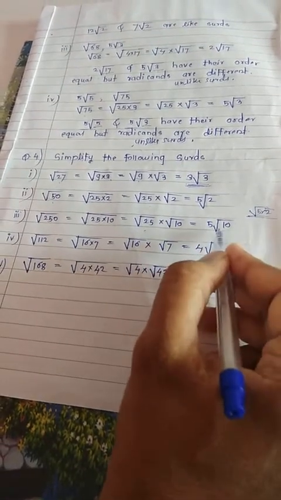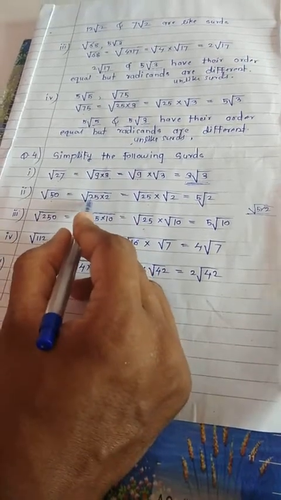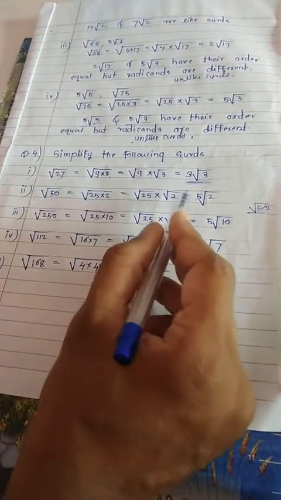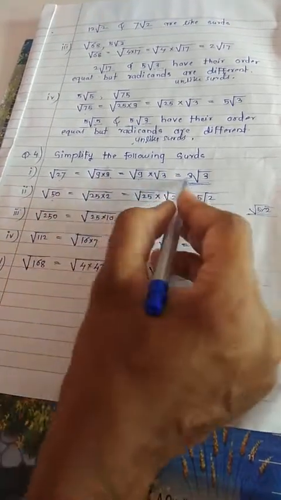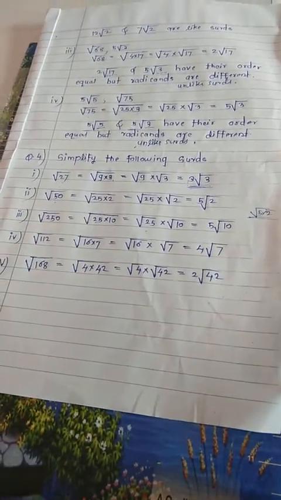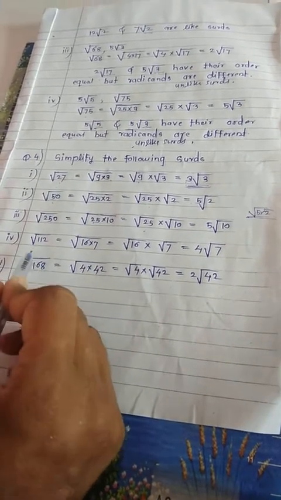So what do we say? If you find factors, any one number should be a perfect square. Like 25 is the perfect square of 5, 9 is the perfect square of 3, 25 is the perfect square of 5, like that.